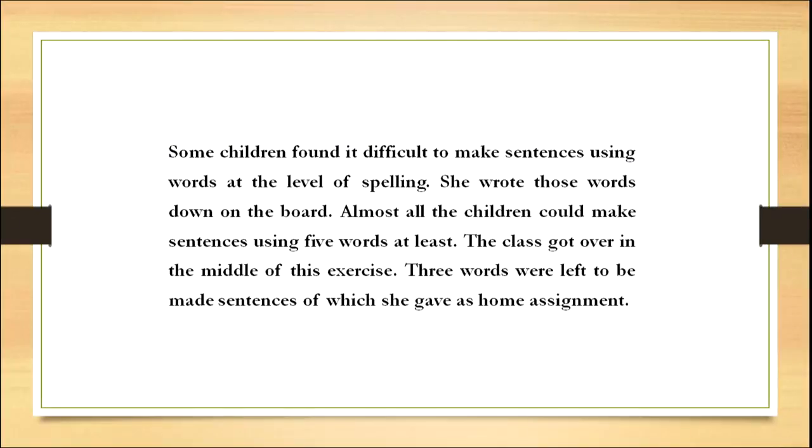She too got this exercise done through discussion first. She helped children to understand each and every word by taking multiple examples till they understood the words. Some children found it difficult to make sentences using words at the level of spelling. She wrote those words down on the board. Almost all the children could make sentences using 5 words at least. The class got over in the middle of this exercise. 3 words were left to be made into sentences, which she gave as a homework assignment.